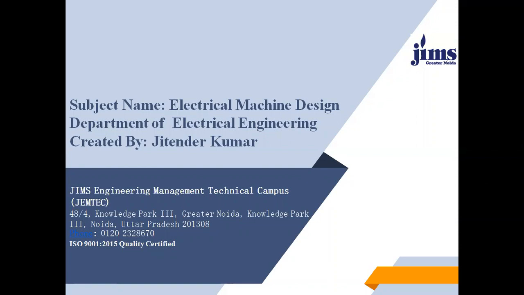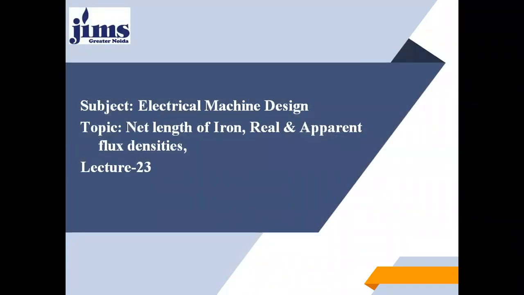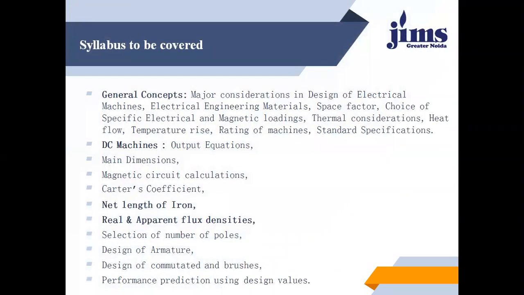I am taking electrical machine design for electrical engineering students of final year. In the previous lecture, we discussed various parameters related to electrical machine design. Now we will discuss the net length of iron and the real and apparent flux density, which are associated with the calculation of various things in the design of an electrical DC machine.